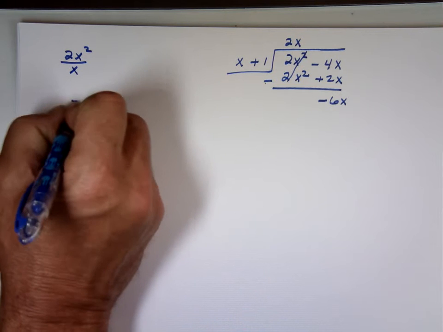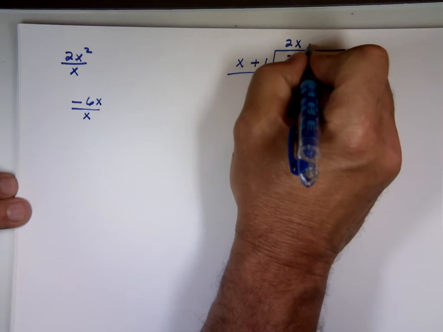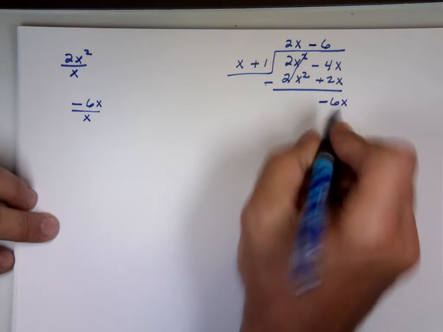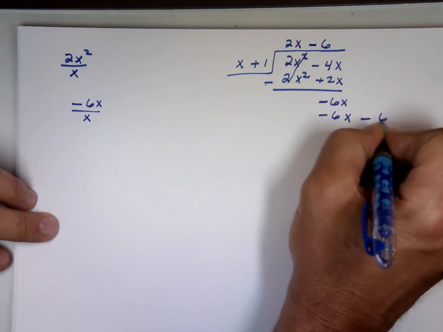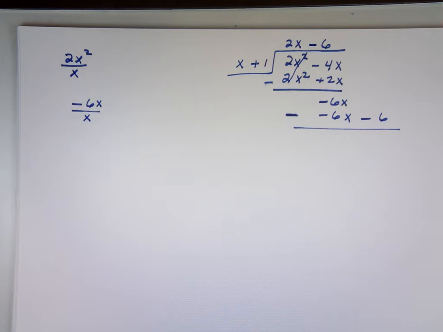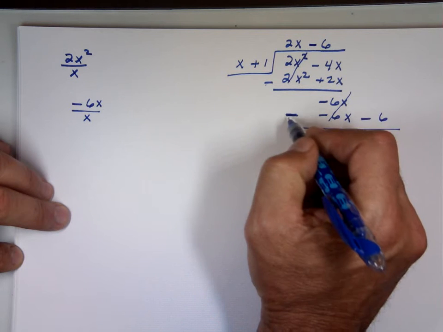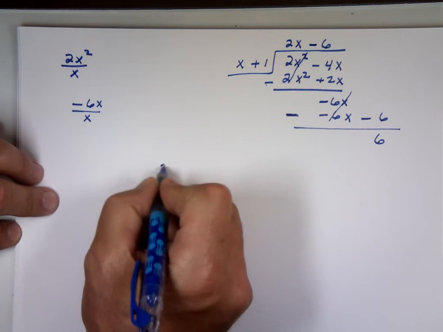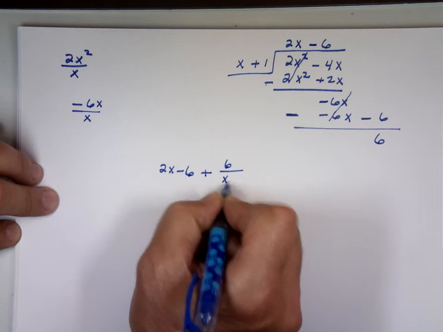Now let's take the negative 6x and divide it by x. What are you going to have? Negative 6. Negative 6 times x, negative 6x. What's negative 6 times 1? Negative 6. And let's subtract them again. Gone. Nothing minus negative 6, that's a plus 6. So you can write that as 2x minus 6 plus 6 over x plus 1.